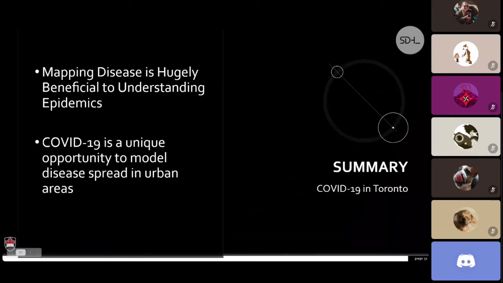So to kind of sum up, basically, mapping disease is really beneficial to our understanding of infectious disease epidemics. And COVID-19, and I'm going to sound a little bit insane here, I would not wish it upon anyone, but it's a really unique opportunity to model how diseases like this spread in urban areas. And it really will allow us to kind of design cities in the future that are much more equitable, that are much more resilient to outbreaks like these. And then I guess the last slide.